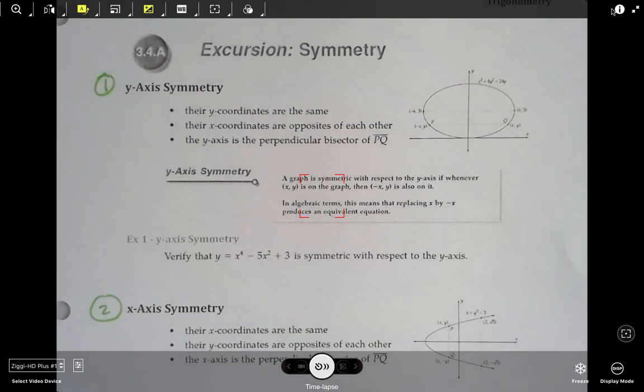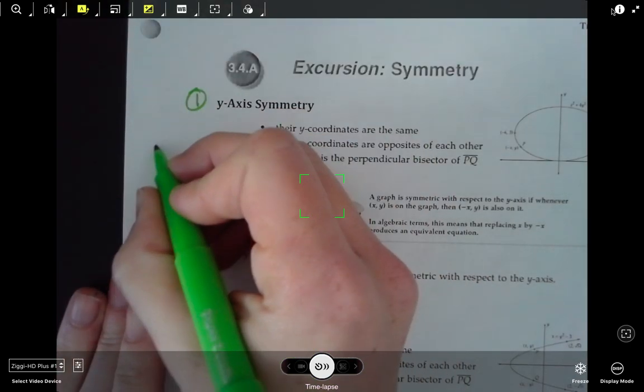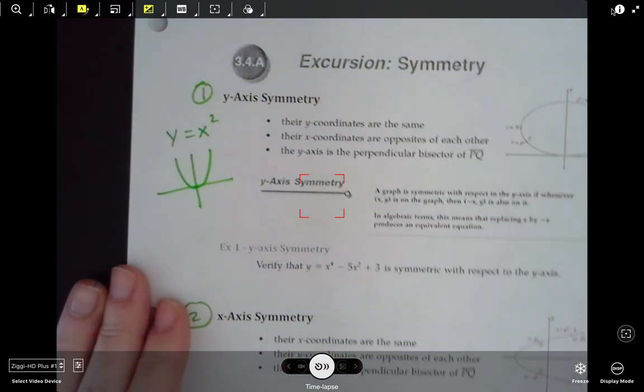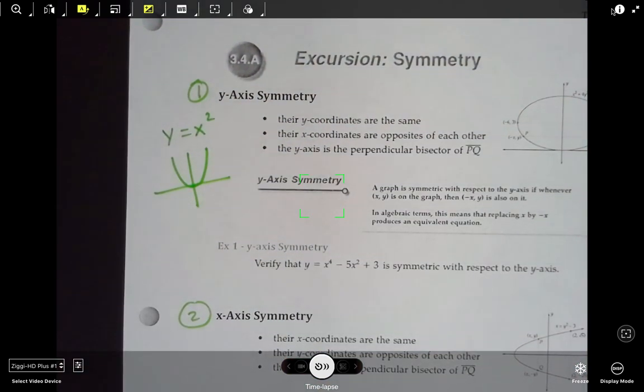All right. So, this ellipse is symmetric with respect to the y-axis. What is another really nice function that's symmetric with respect to the y-axis? Can you think of one? That if you fold it across itself, it is symmetric with respect to the y-axis. A parabola. y equals x squared. If you fold it across the y-axis, it is symmetric with respect to the y-axis.